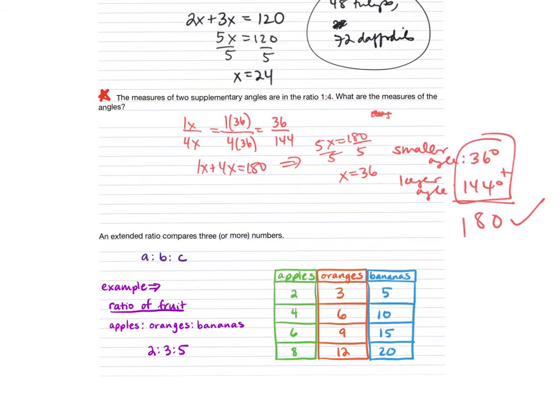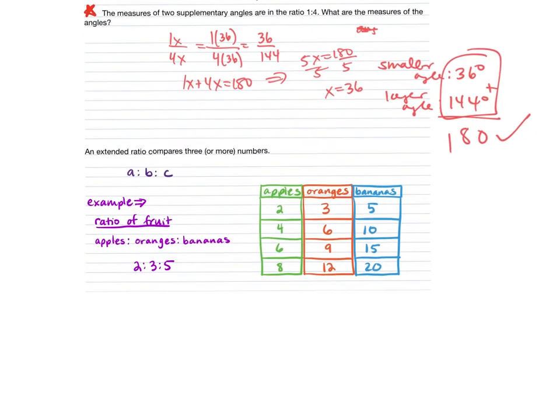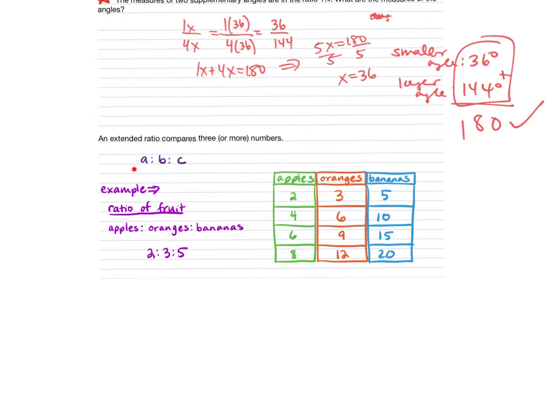This also works with 3 or more numbers. This is called an extended ratio, like A to B to C. So let's use this as an example. The ratio of fruit, apples to oranges to bananas, if it's 2 to 3 to 5, then each one just goes up to scale. These just have to go up by the same number, right? This is times 2, times 2, times 2, or this is times 3. So it's just the same exact thing.